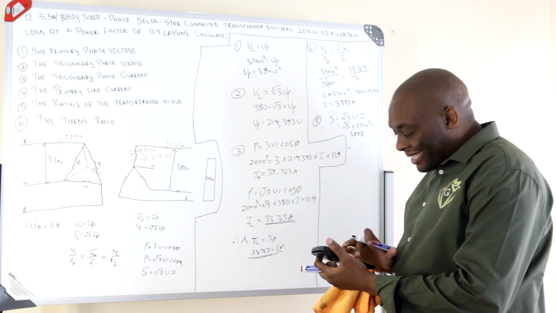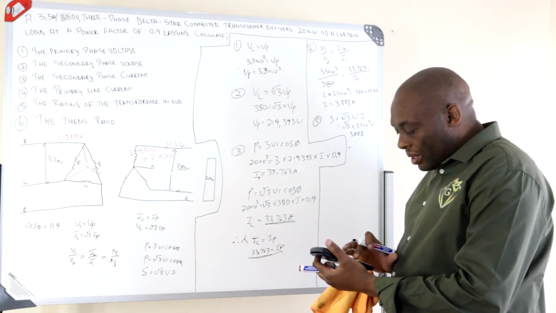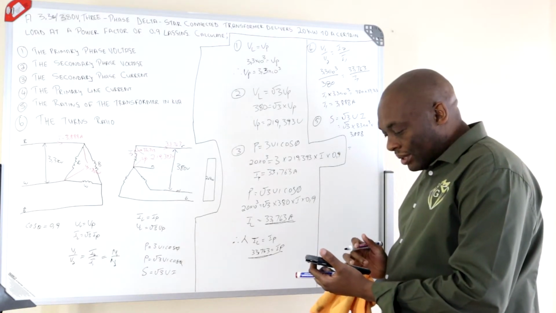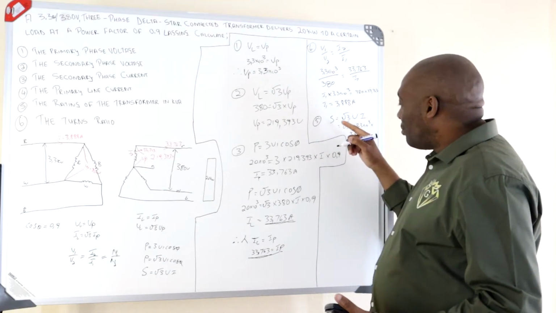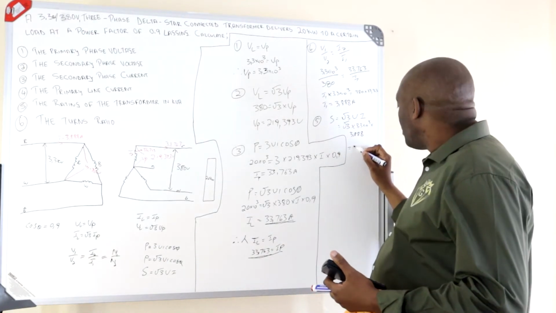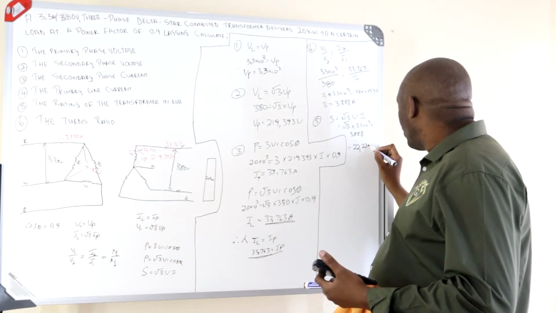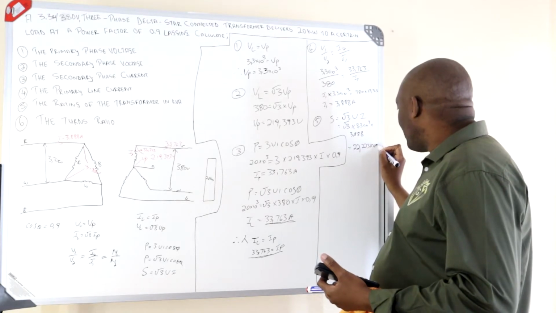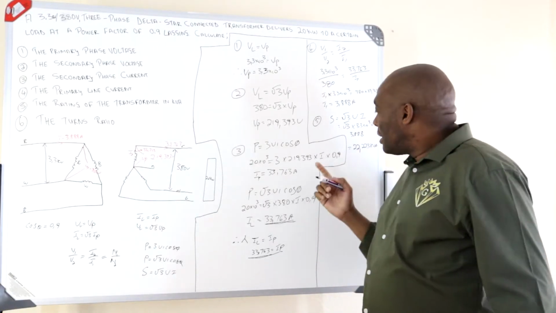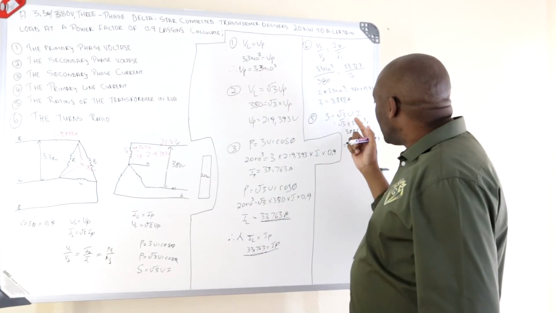Therefore, the answer for this case will be the square root of 3 multiplied by 3.3 kV multiplied by 3.888 amps. And then your value for the rating of the transformer in this case will be 2.223 kVA.